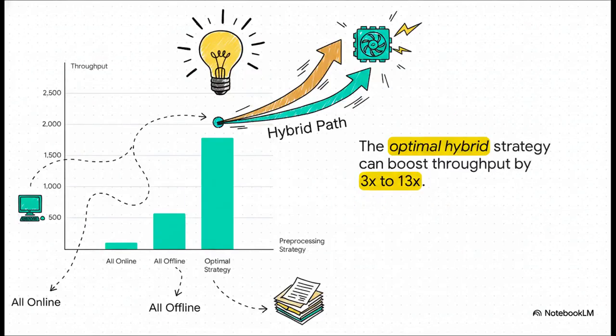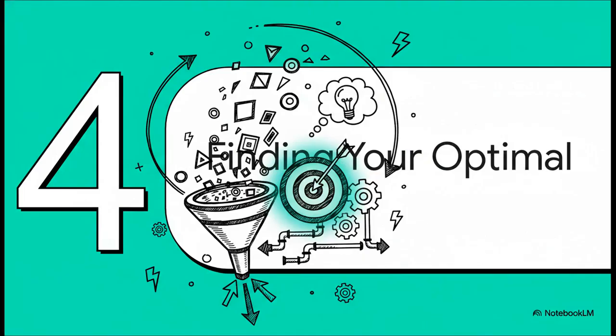And this right here, this is the aha moment. This chart just lays it all out. Neither extreme is the best answer. The all-online strategy, you can see it's slow. The all-offline strategy, it's a little better, but it's not great. But the optimal strategy, it's a hybrid. It's about doing some steps offline and some online. And this balanced approach can give you a staggering 3x to 13x increase in throughput. You're finally feeding the GPU at the speed it was built for. So, how do we find this magical sweet spot?